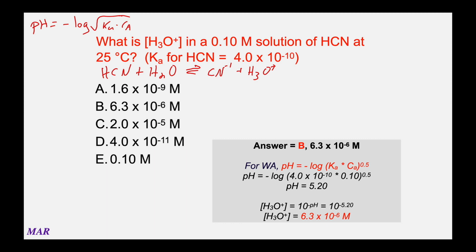And you could even use the quadratic formula. 4.0 times 10 to the minus 10th equals X squared divided by 0.10 minus X. Use that solve button. Your call. But hopefully at the end of the day, we'll all end up with the same answer.